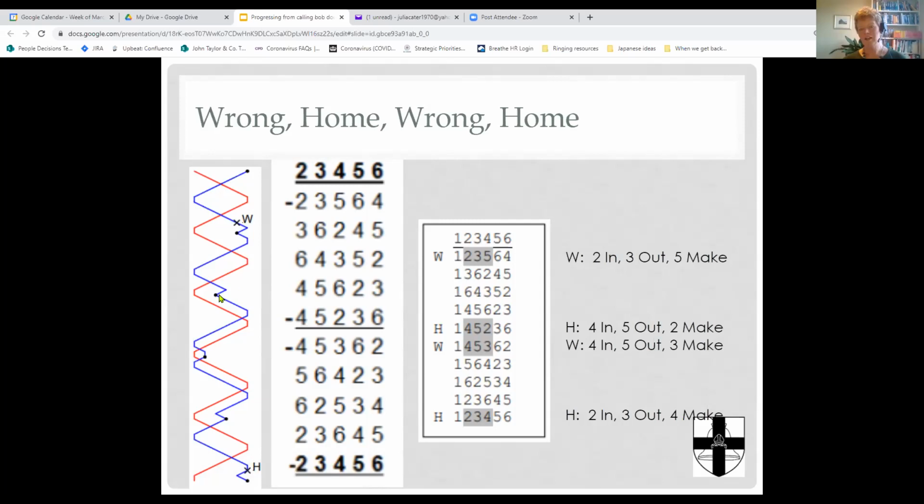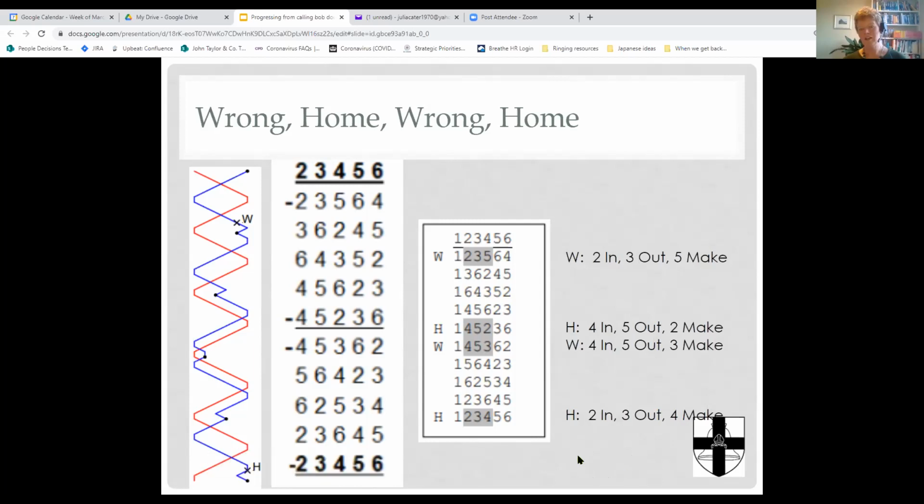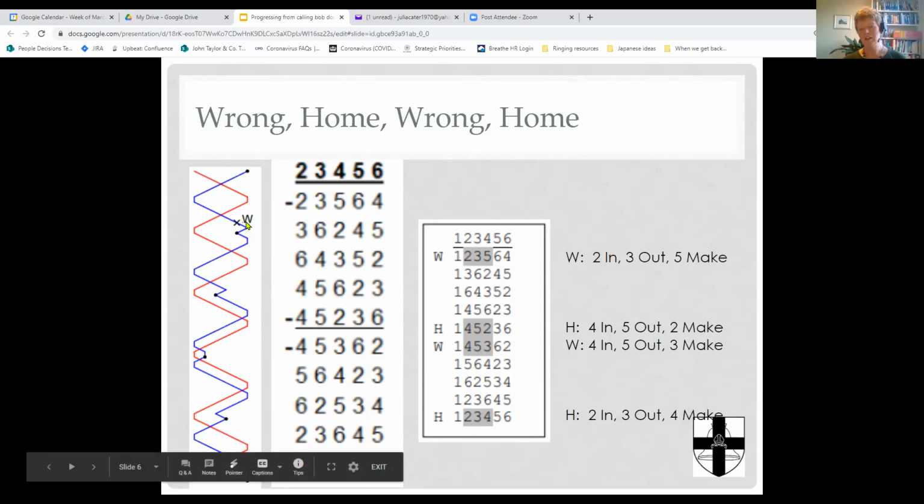These other calling positions or lead ends, if you like, all have different names, but I'm not going to bother talking about what they are in this talk. The other one to focus on is the one at the very end of the plain course, which is called a home, and it's abbreviated to H. That one's a little more obvious to understand because it's when the tenor's got back to its home position and it's about to come round. So there's 2 calling positions, wrong and home.